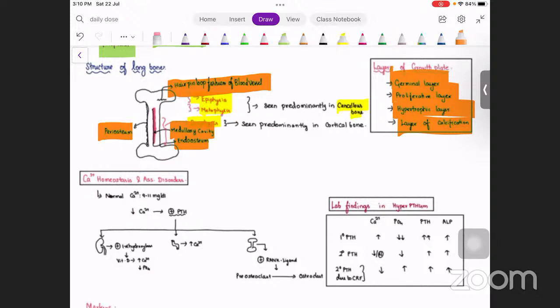What is the normal calcium level, people? The normal serum calcium level is 9 to 11. And speaking about that, whenever there is a decrease in calcium, there is a stimulation of your parathyroid hormone. And this stimulation of the parathyroid hormone in turn shows its activation on three organs.